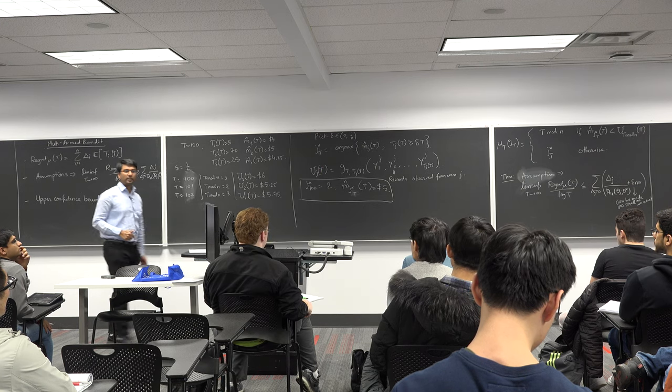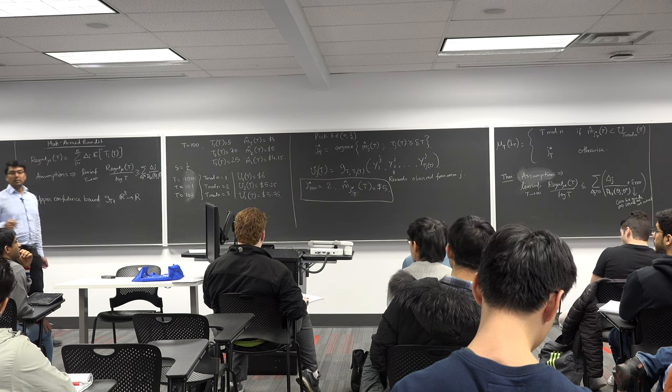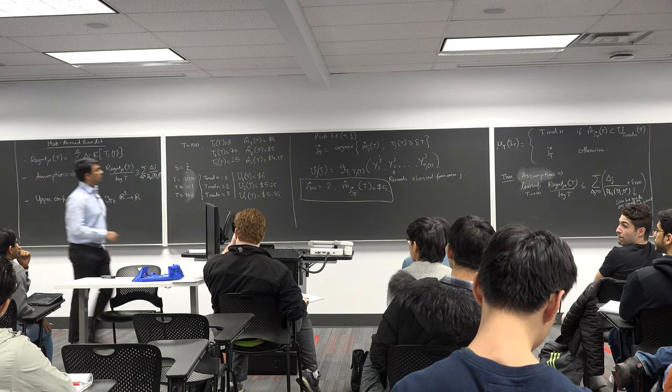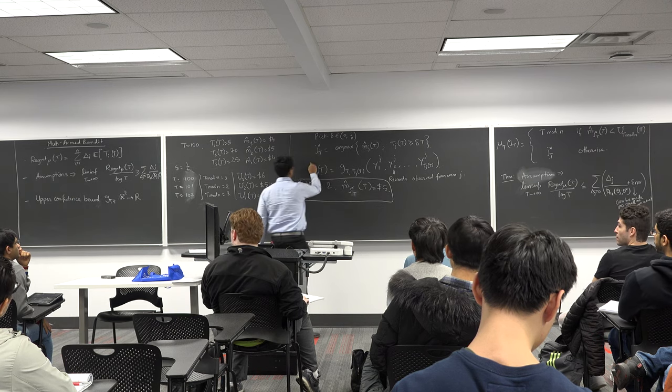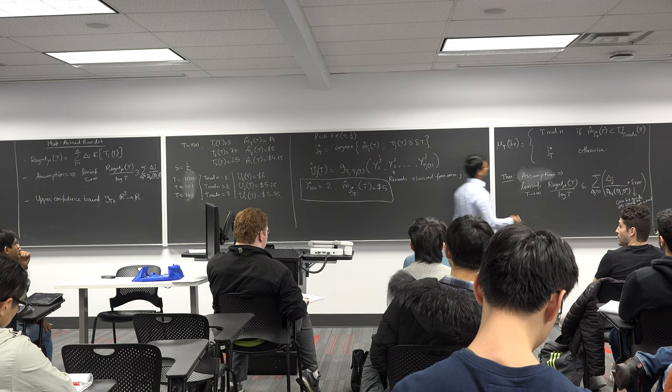Any other question? Should it be U hat t mod n instead of U? Yeah, you can put hat here because it depends on the observables. It doesn't matter.